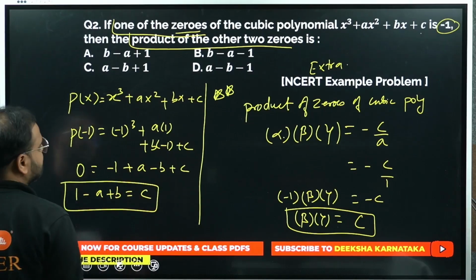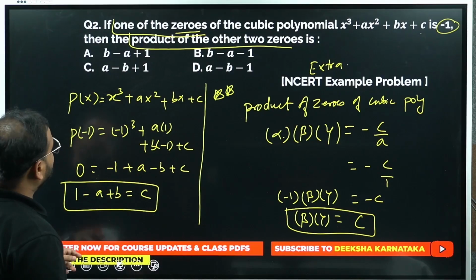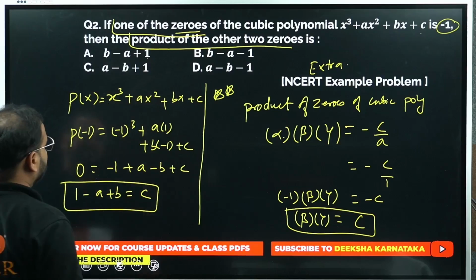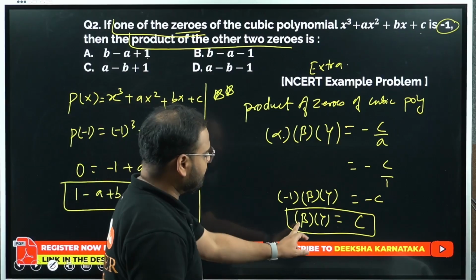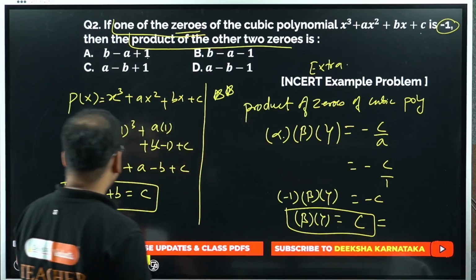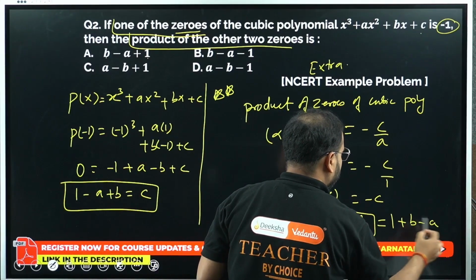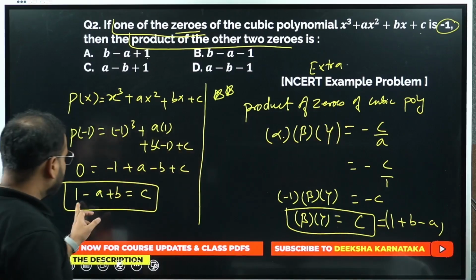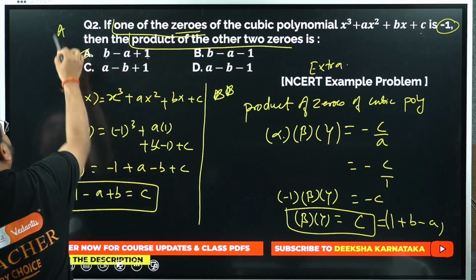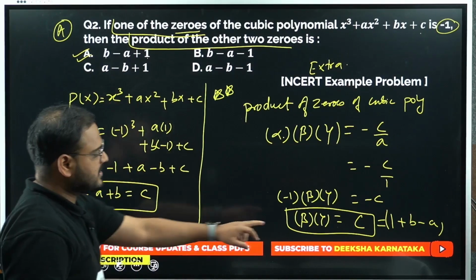So 1 plus b minus a. Anything like this? So 1, b also positive and a negative. So option number A, where 1 is positive, b is positive and a is negative. Why is this true? Because I'm getting the answer: beta times gamma is c. What is the c value? C equals 1 plus b minus a. So option number A. Correct? Yes, correct answer: c is 1 plus b minus a.